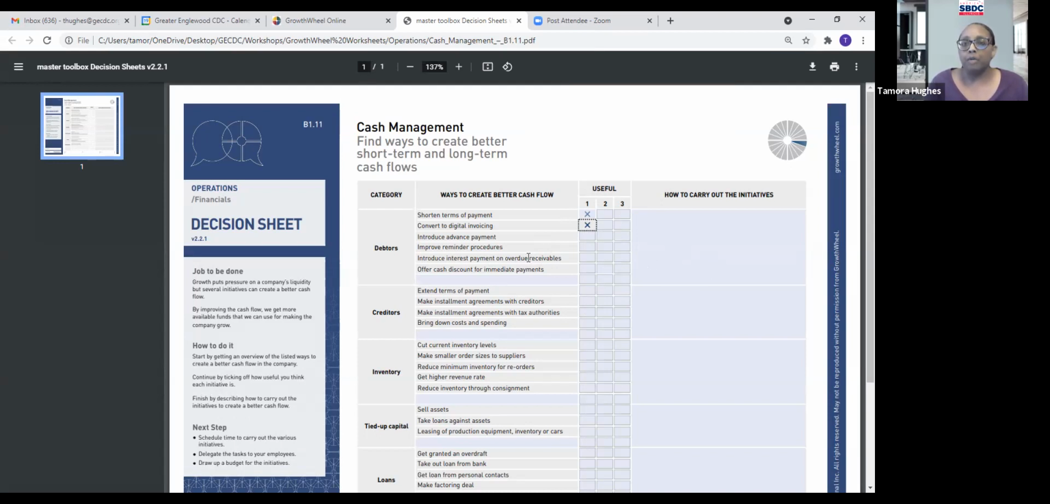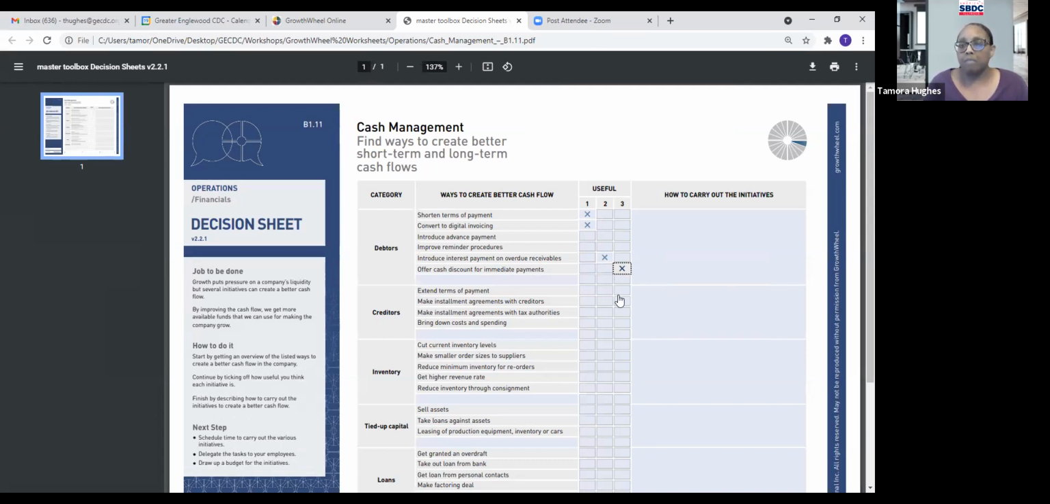Maybe introduce interest rate payments on overdue receivables. That might be interesting or useful to you, or it may not be. As people owe you money, you add interest to the money that is due if they don't pay within a certain time frame that you've set, and then offer cash discounts for immediate payment. So it may be useful, but it might not be on your top list.